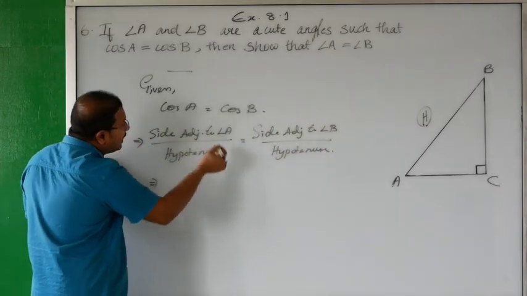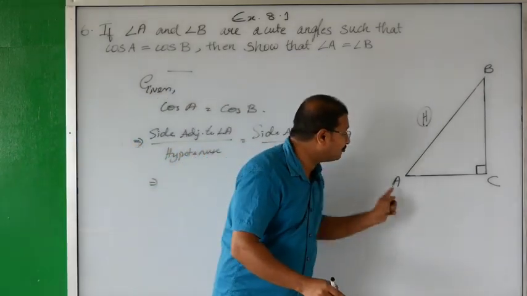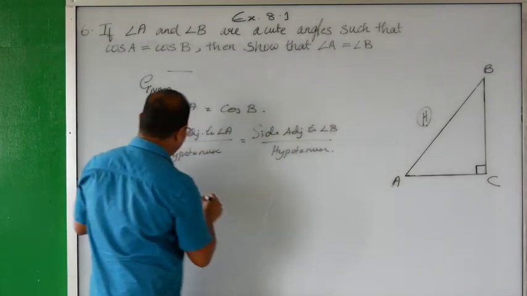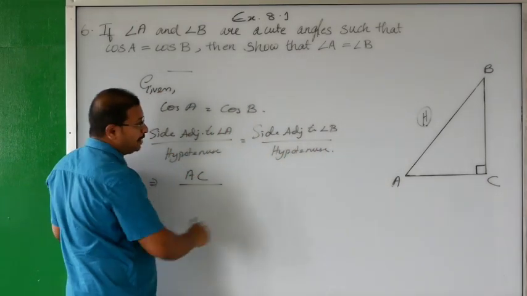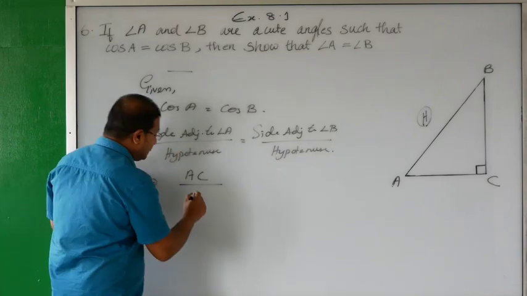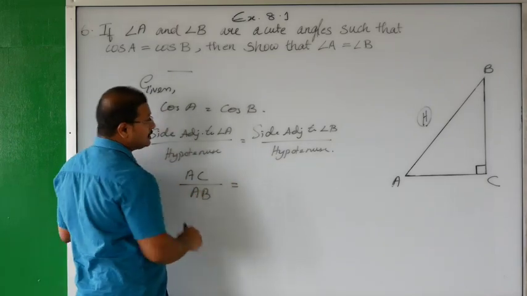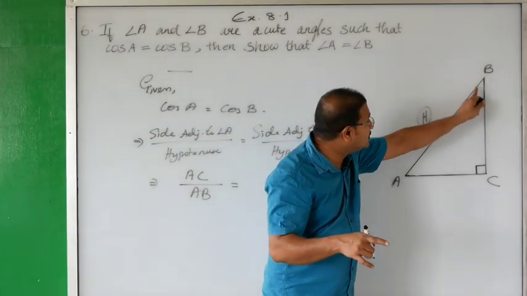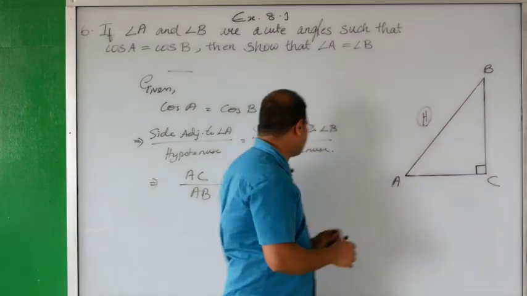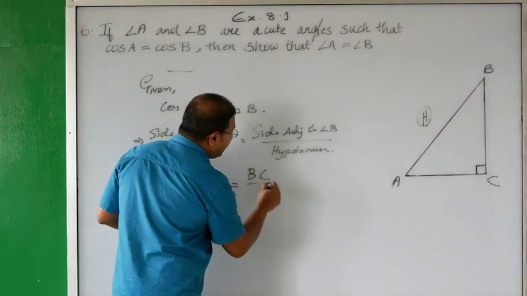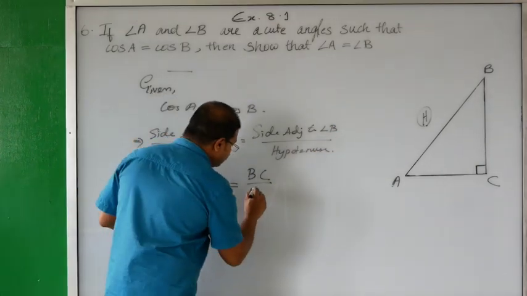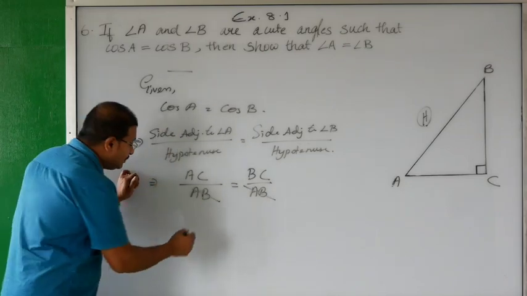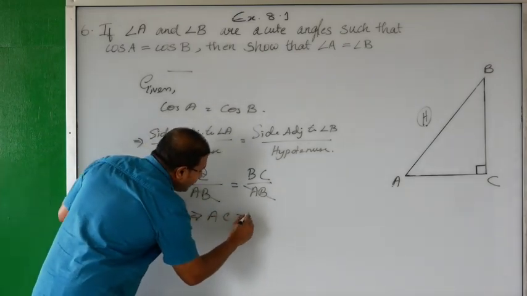Now, according to this diagram, what is the side adjacent to angle A? Yes, AC, divided by the hypotenuse, which is always the longest side, that is AB, equals the side adjacent to angle B. What is that? BC, divided by hypotenuse AB. You see, on both sides AB will cancel. That implies AC equals BC.